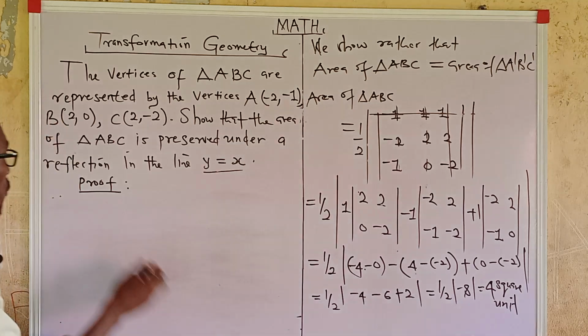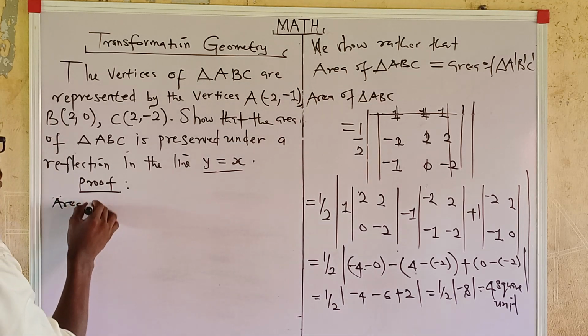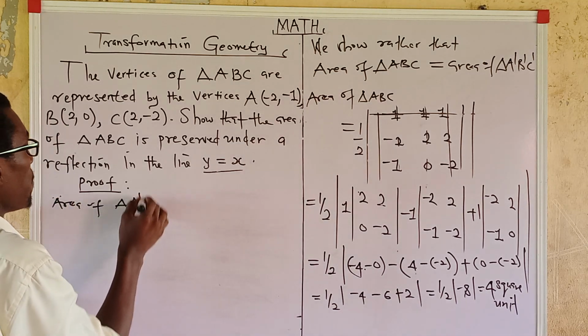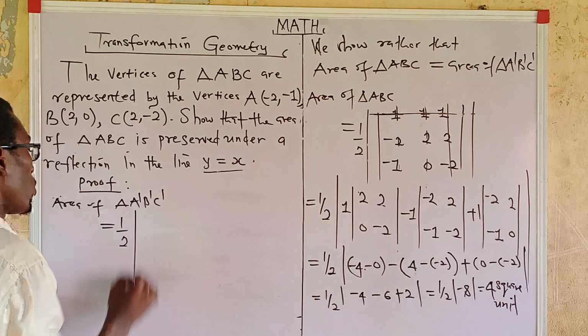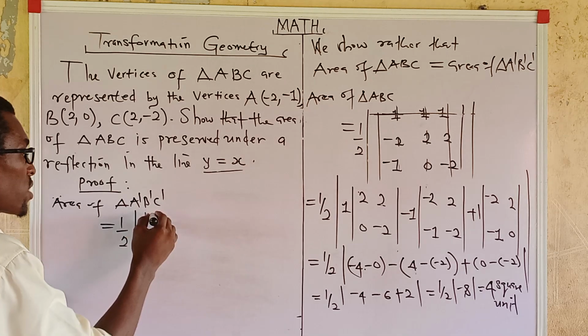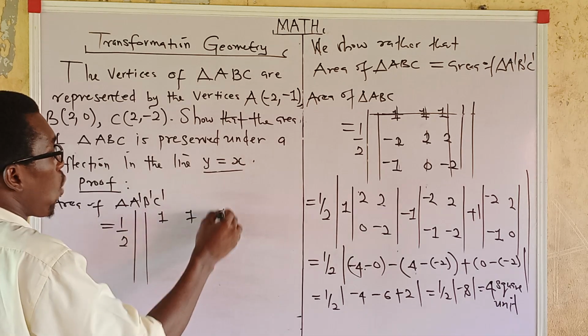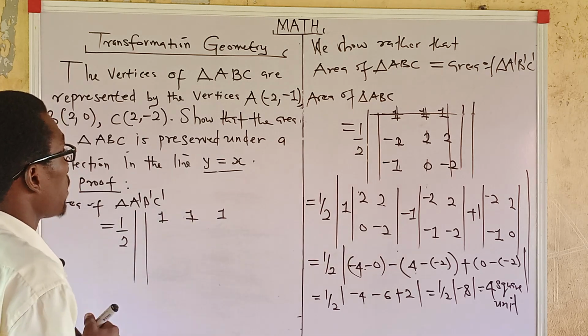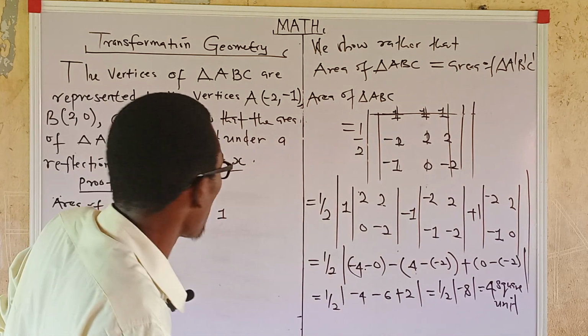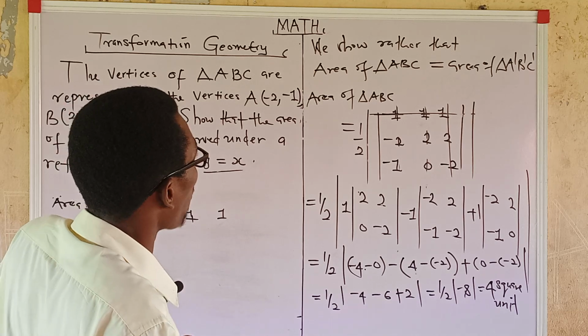So next, area of triangle A prime, B prime, C prime. And that is equal to writing half of the modulus of the determinants. Once again, you write 1, 1, 1 to be the elements in the first row of the determinant, all right? Now, this time around, what we have here, we've erased the coordinates.